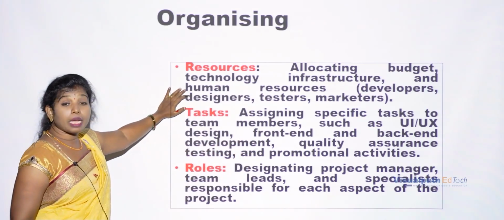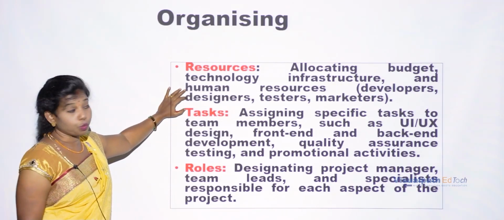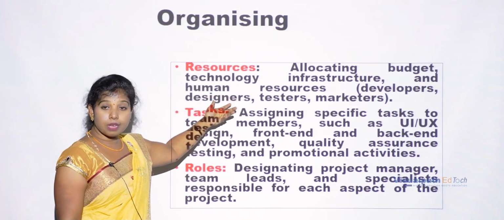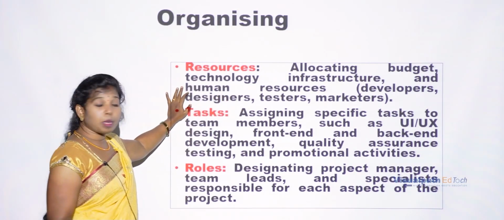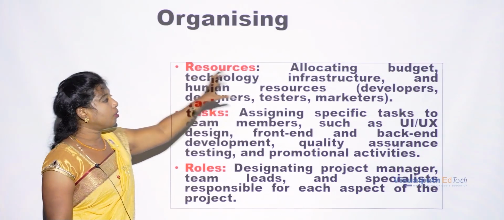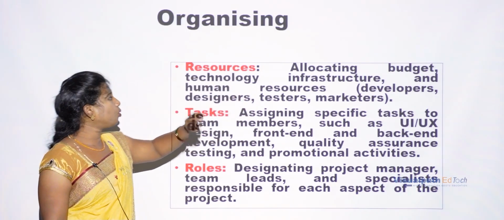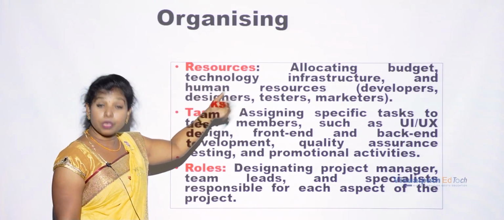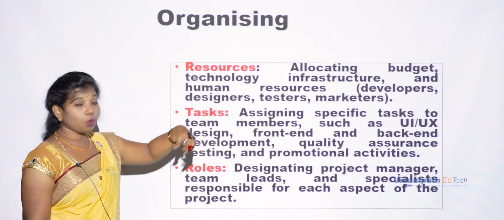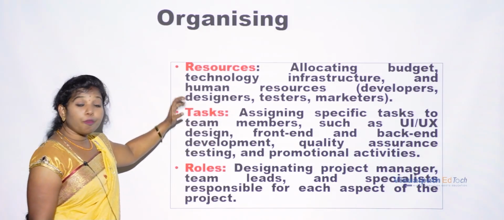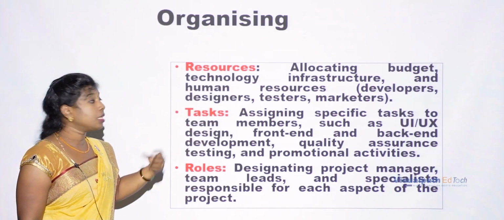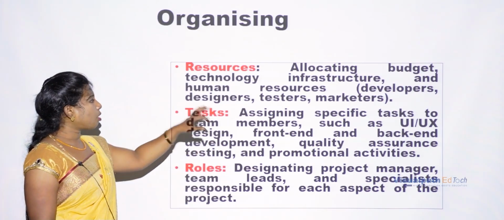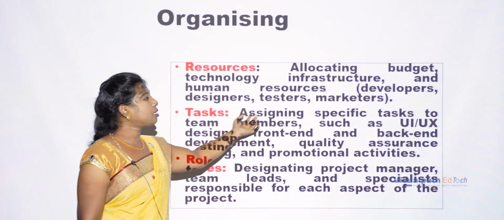Next one is what type of technology and infrastructure we have to use. If there is no technology, then we have to purchase it. If there is no infrastructure, we have to purchase or maybe take it on lease, whatever. So here budget plays a very important role. After that, what type of technology and infrastructure we are using, and human resources. Human resources is nothing but which type of workers we need to develop that particular software, that is the mobile application. So developers, designers, testers and marketers.